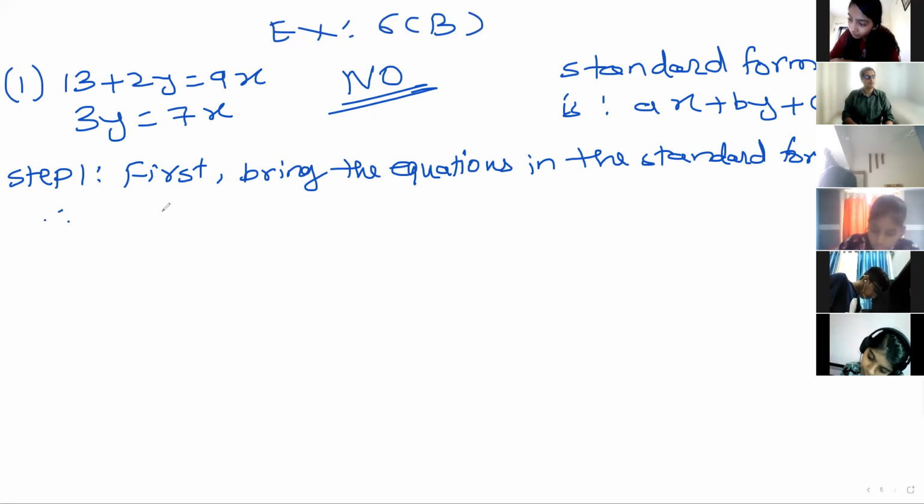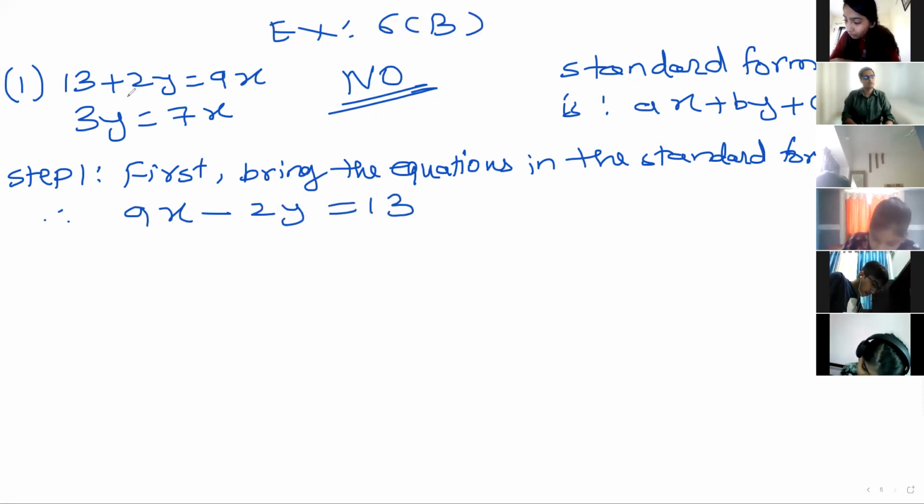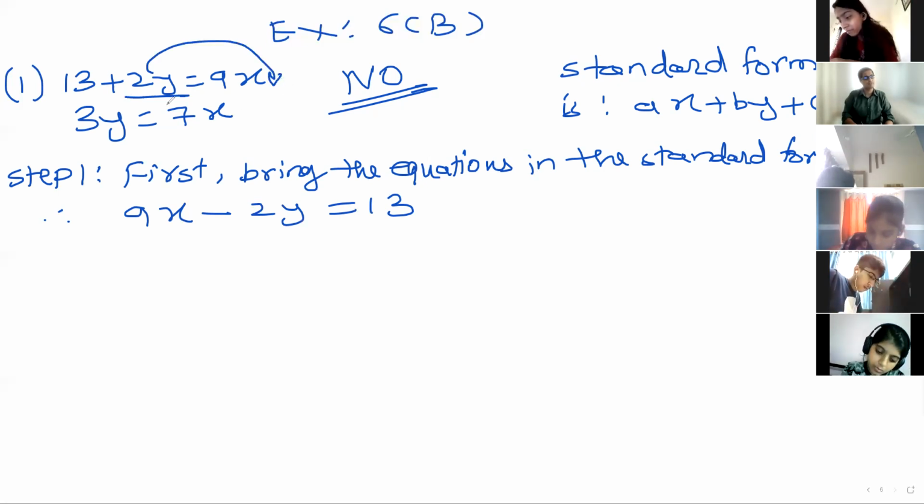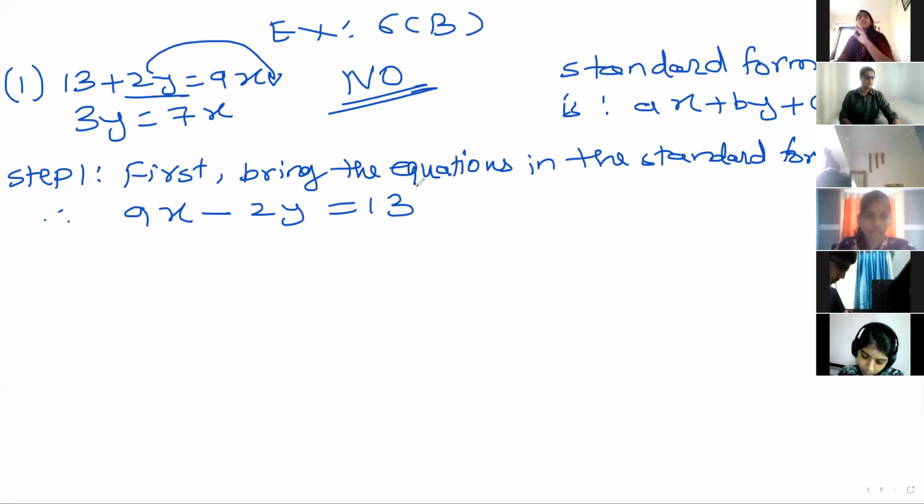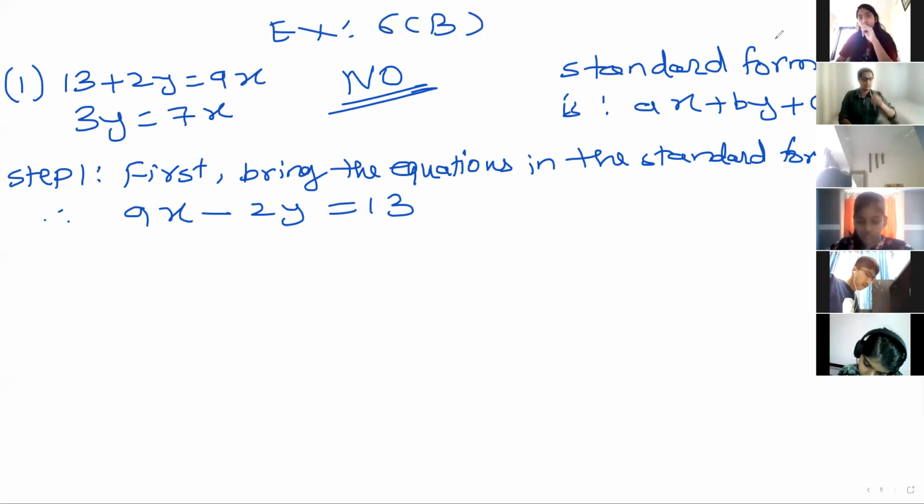Okay, so here what will we write? 9x minus 2y is equal to 13. Look, what did I do here? I have just taken 2y here and I have written 9x minus 2y is equal to 13. I just changed the places. I wrote 9x minus 2y first. You need to understand this at this level at least. So this is our equation 1.